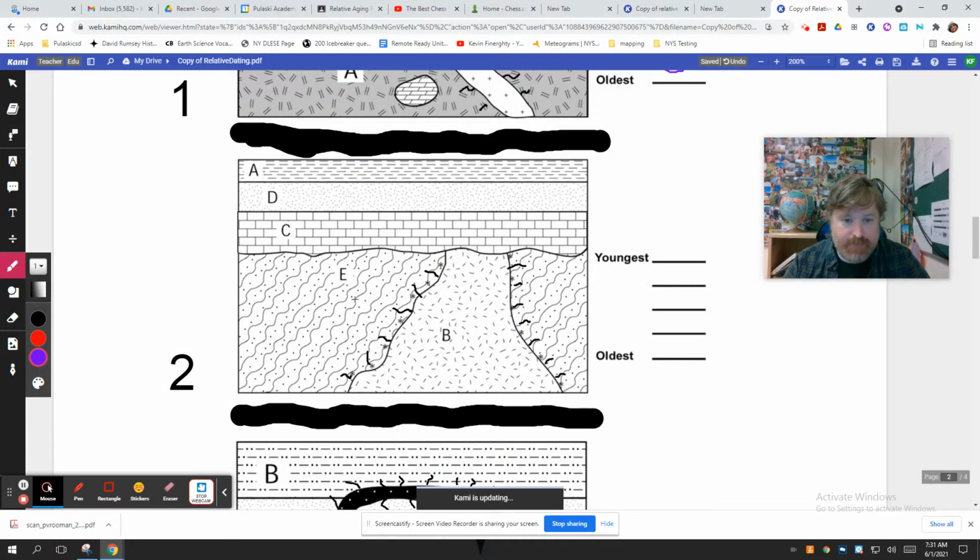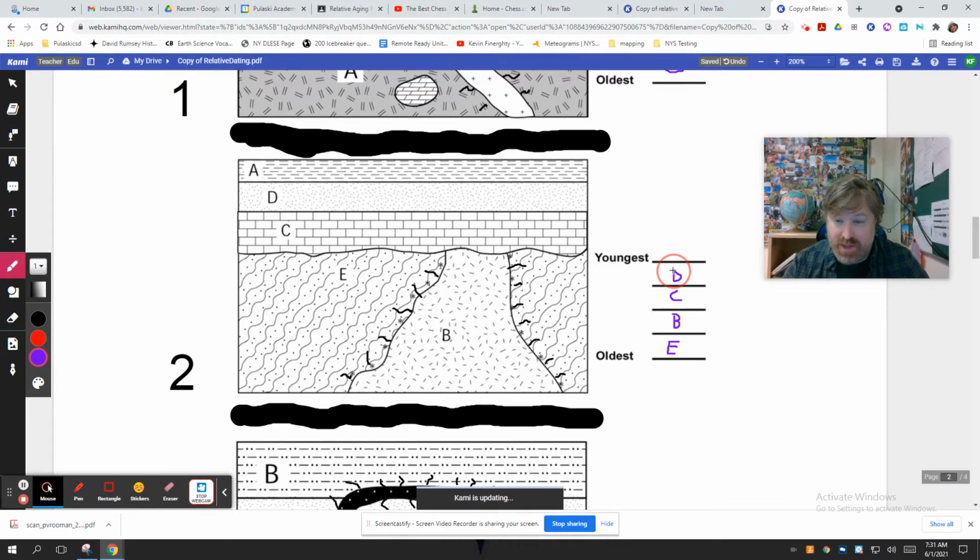All right, what do we got down here? I would say that my oldest is going to be E. And then the igneous intrusion happened, which is why there's contact metamorphism in it. So the next is B. And now C, D, A, right? Three sedimentary layers.